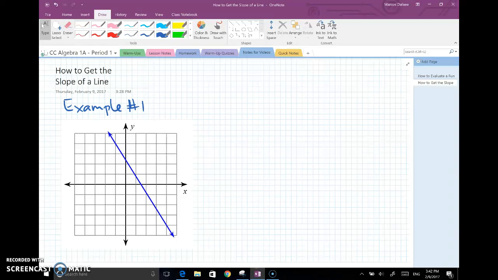This video will be about how to get the slope of a line. And I think the best way to think about slope is that it's a set of directions to go from one place on the line to another place on the same line. And so we're going to go ahead and start with example 1 over here.